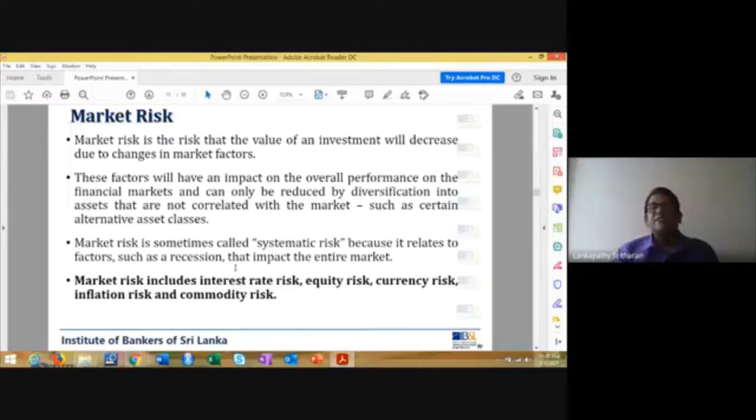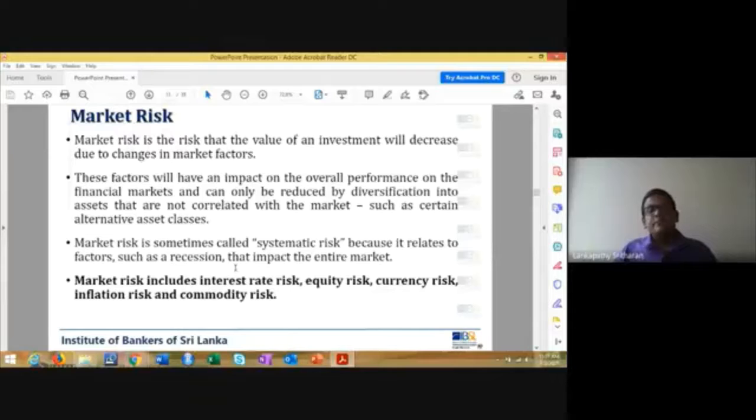These factors will have an impact on the overall performance of the financial market and can only be reduced by diversification into assets that are not correlated with the market, such as certain alternative asset classes. To mitigate this market risk, they can diversify the investments, as we discussed at the initial point. They can invest some portion in treasury bills, some portion in the equity market, some portion in corporate debentures, or allocate some portion to the real estate market, because this is totally different. By diversifying the investment, they can mitigate the risk.